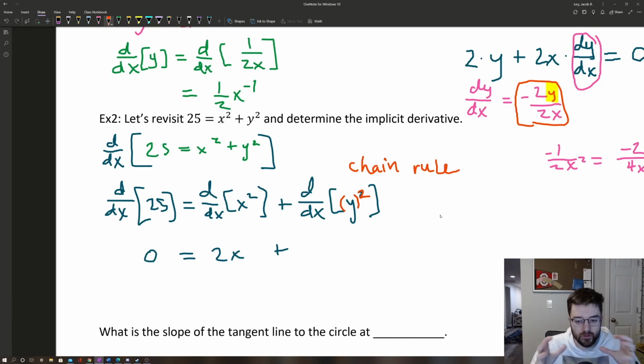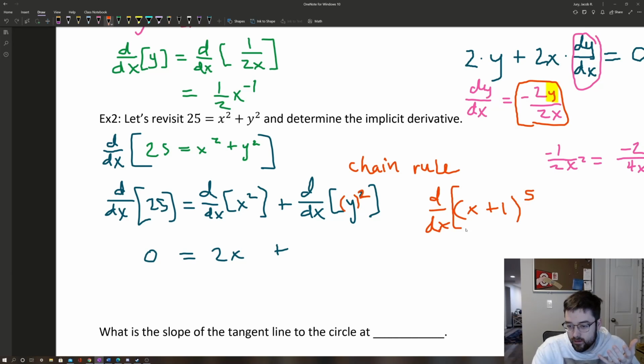And I know things seem really trivial right now, but once you get a hang of things, they'll be quite normal. So let's say that the y was instead like (x plus 1) to the 5th. You wouldn't think twice when you're taking the derivative of this, hopefully, that you would use chain rule, because this is a binomial and you don't want to multiply that out. But here, y is tricky.